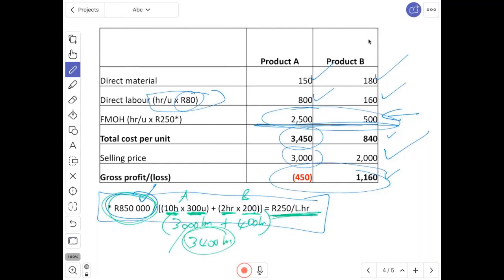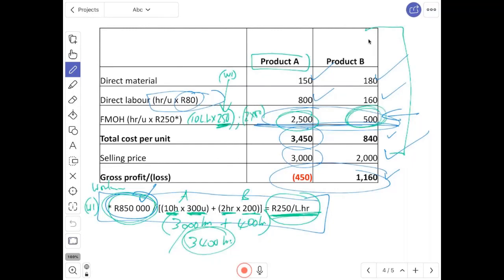Now we can show or put that into our total cost per unit. So product A uses 10 labor hours, and the rate is 250 Rand per hour. And we can't just show this, we have to reference the workings. So we'll say W1 and then a heading workings, W1, and that shows where we got that 250 from. And that's our 2,500 Rand fixed manufacturing overheads allocated to A. B is 2 hours times 250, so that's where the 500 came from. And now we can calculate total cost per unit, deducted from selling price per unit to get gross profit per unit. Okay, so product A makes a loss of 450 Rand, and product B makes a profit of 1,160 Rand.